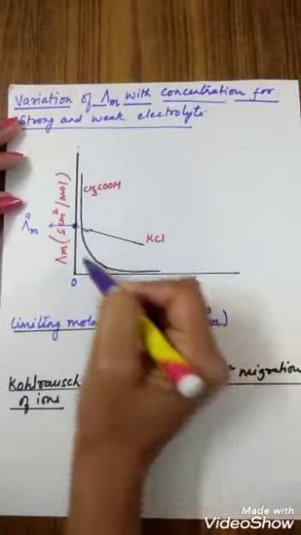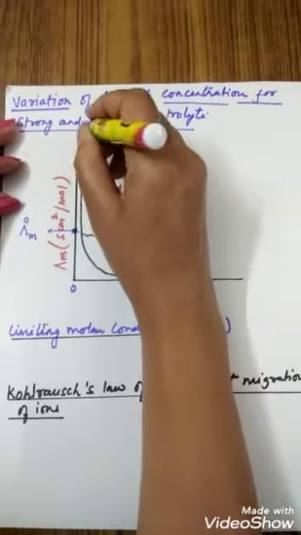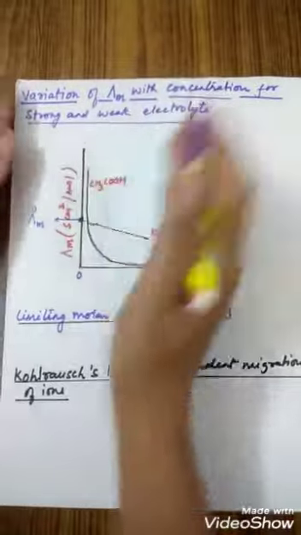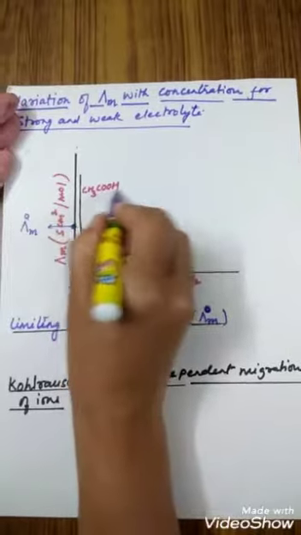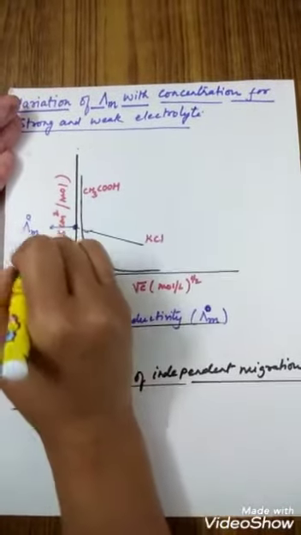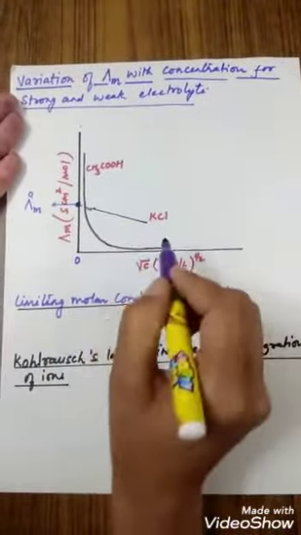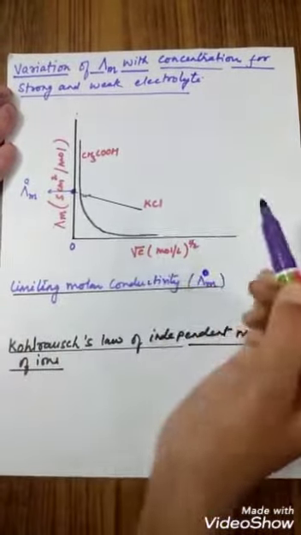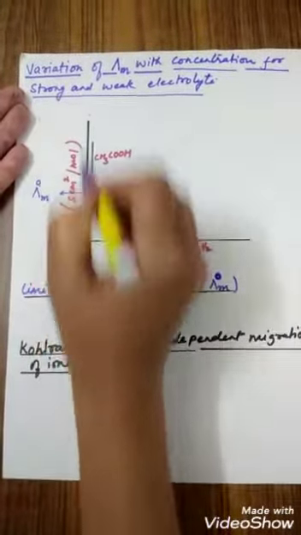Now see the nature of the curve for weak electrolyte. If I try to extrapolate this curve, then I won't be able to meet this curve to this axis. Why? Because this curve has now become parallel to this axis. And for weak electrolyte, I can never get lambda m naught by this graphical method. So this is the limitation of the graphical method, that we can find lambda m naught, limiting molar conductivity, for strong electrolyte, but we cannot find it for a weak electrolyte. We can find it for strong but not for weak.